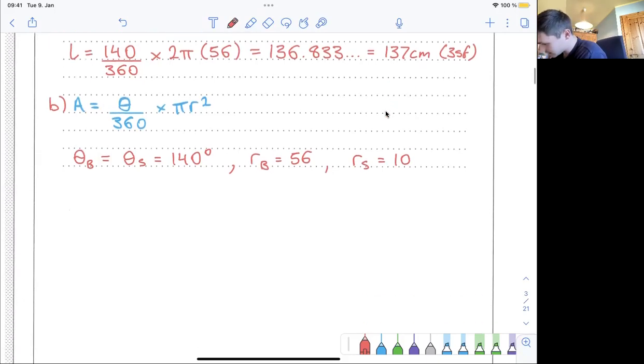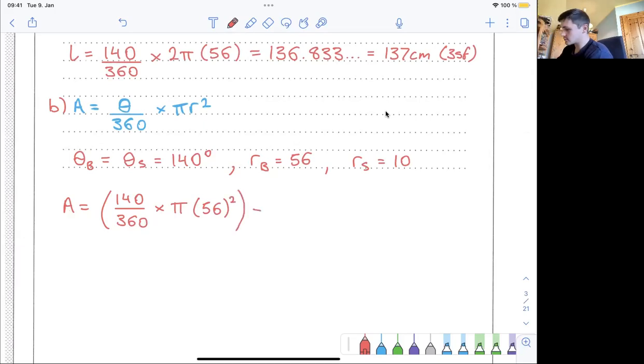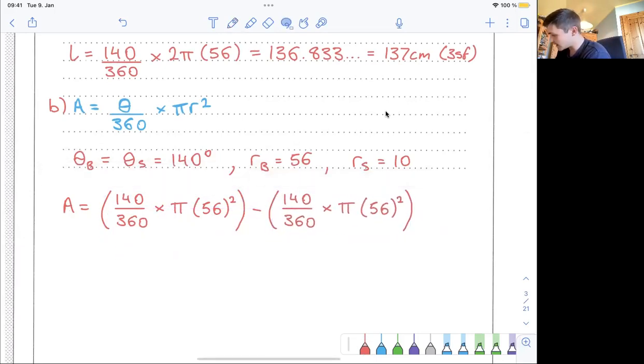So this is going to be A is equal to, if we put all the information for the big sector in, theta is 140 divided by 360 times pi multiplied by 56 squared. Okay, and now we're going to have to subtract the smaller sector. It's going to be exactly the same thing, but we're going to change our r from 56 to 10. All right, and then there we have it.